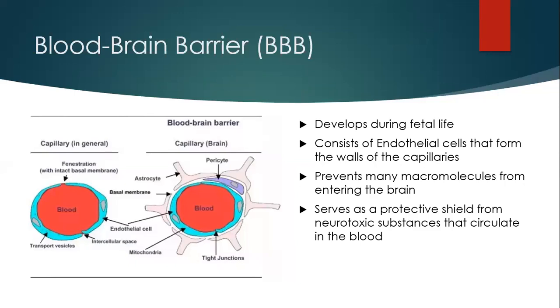All organisms that have a well-developed central nervous system have something that is called a blood-brain barrier. This develops during fetal life and is well formed by the time of birth. The blood-brain barrier consists of endothelial cells that form the walls of the capillaries, and it prevents many macromolecules from entering the brain by serving as a protective shield from neurotoxic substances that circulate within the blood. An example of neurotoxic substances that I will be talking about specifically can include drugs.